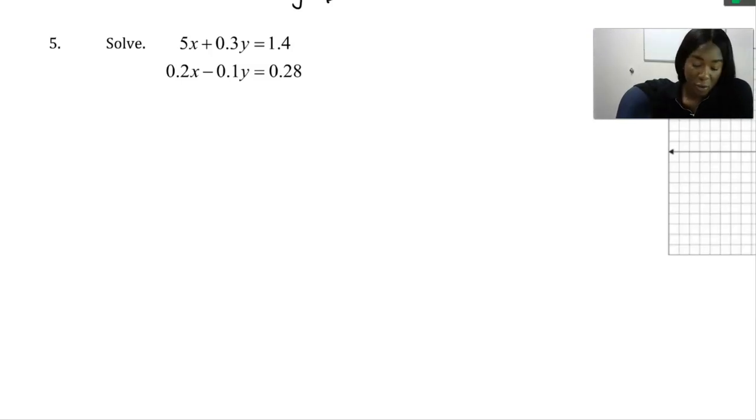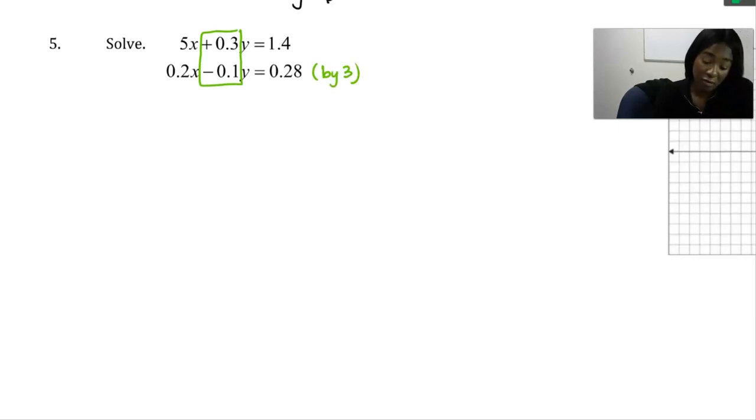Example 5, I'm going to solve this system by using addition. So when you're going to do addition, you have to pick which variable you're going to eliminate, whether you're going to eliminate x or y. It looks like it would probably be easier for us to eliminate y, because if I want to have matching coefficients with opposite signs, I can just multiply the second equation by 3.